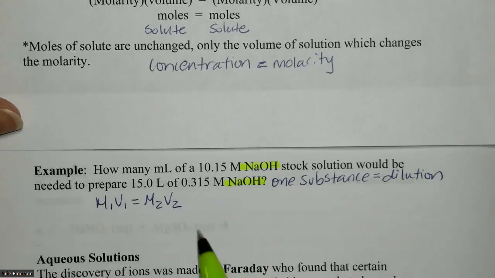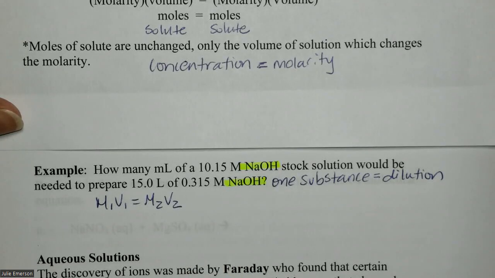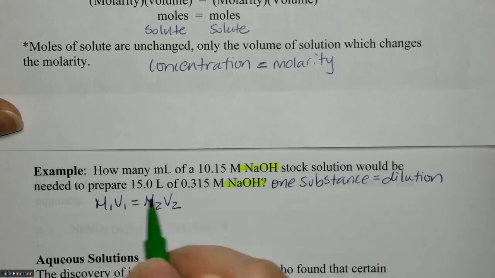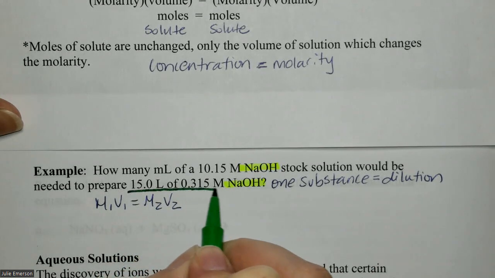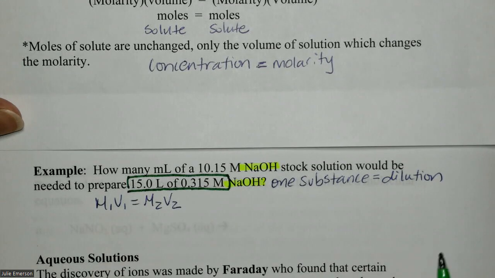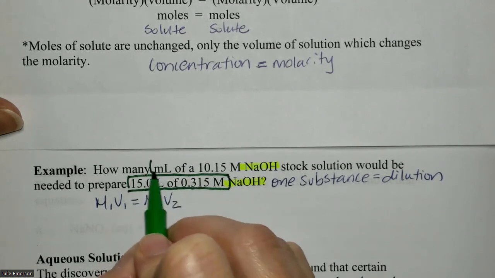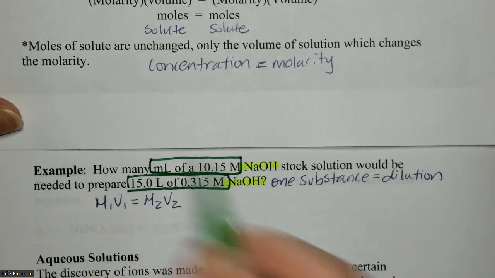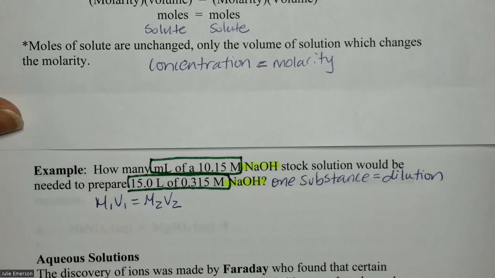So the other thing is look for your pairs, and it will usually have "of," right? So there's 15 liters of 0.315 molar. That's a pair. And we want to know how many milliliters of 10.15 molar. So just make sure you pick your sets appropriately, and then you just plug everything in.